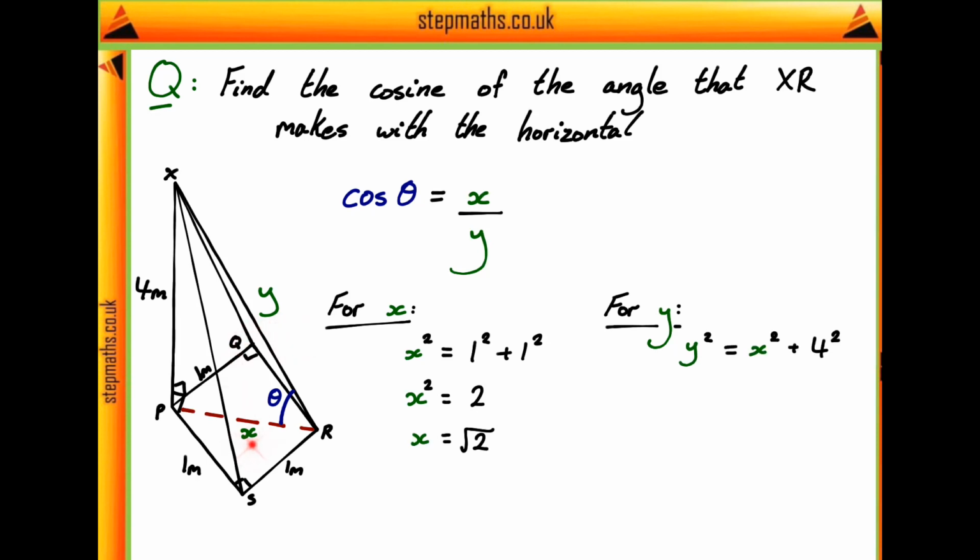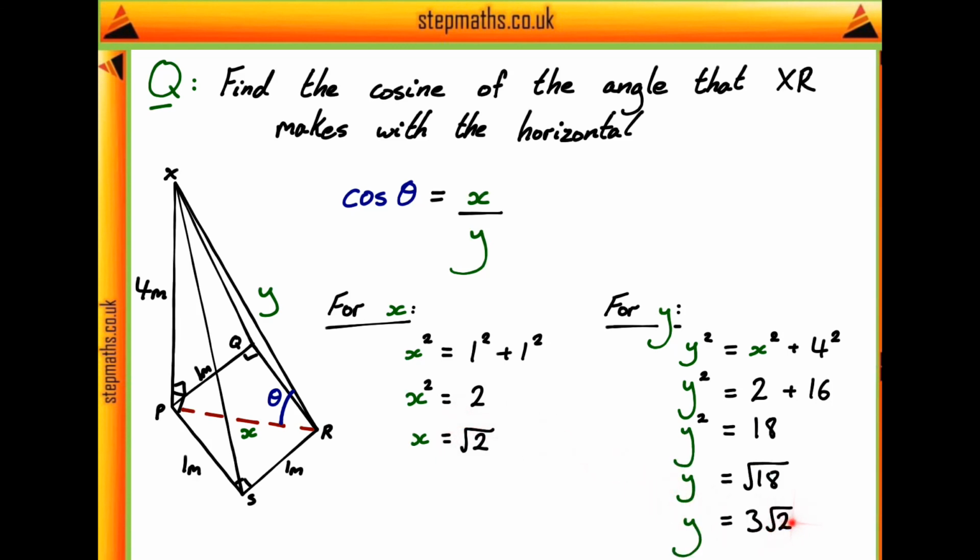So we could just use some Pythagoras again to find the hypotenuse Y, giving us that Y squared is equal to our X squared plus 4 squared. We just found out that X squared equals 2, so we can substitute this in, giving us that Y squared is equal to 18, or Y equals the square root of 18, which is the same thing as 3 root 2. So with our values of X and Y, we can substitute them into our original expression for cos theta, giving us that cos theta is equal to root 2 over 3 root 2, and of course our root 2's just cancel, giving us a final answer of a third, which corresponds to A given in the question.